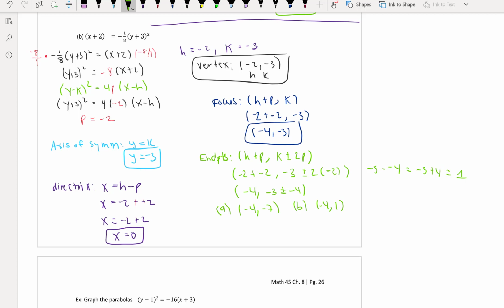Okay, well, I hope that that is helpful. I hope that I explained it clearly and methodically. And of course, we have more practice problems.